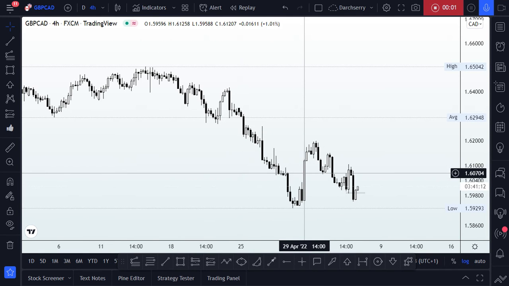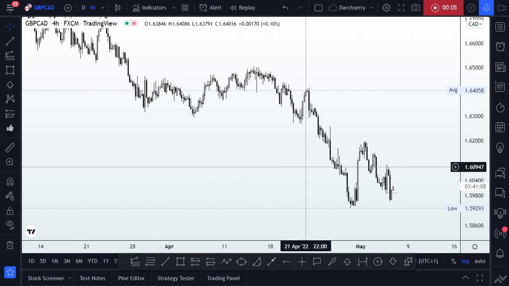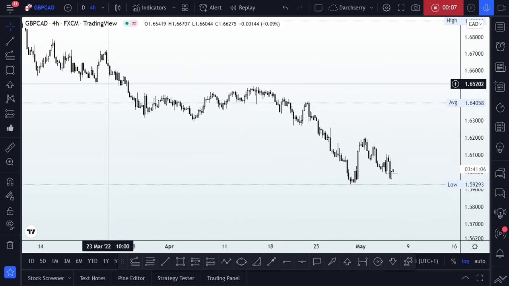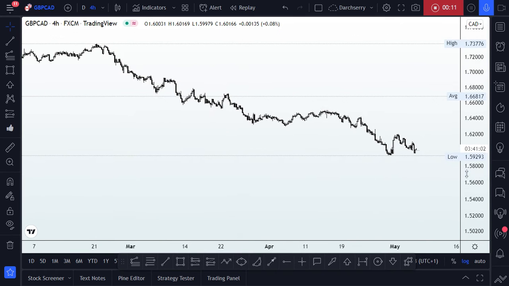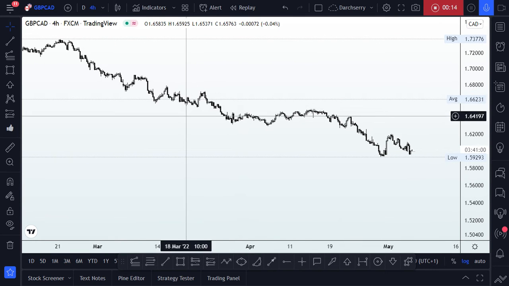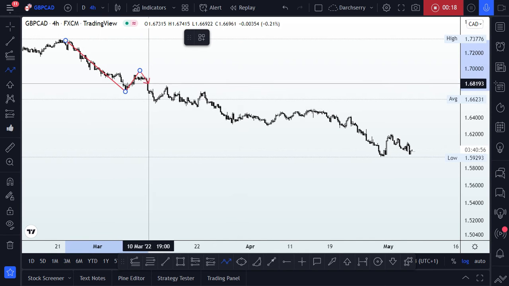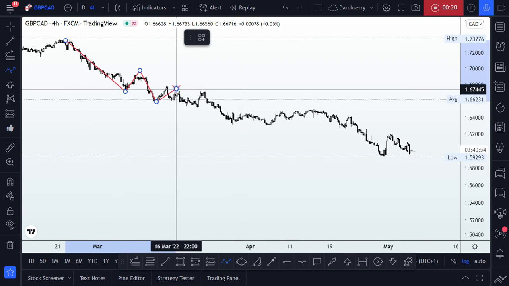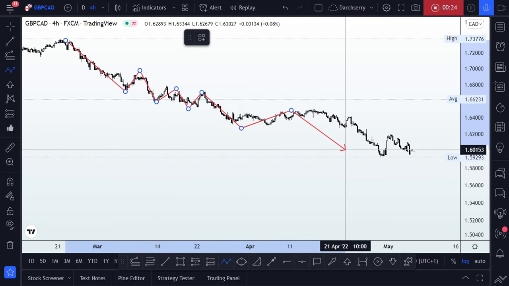I'm here with GBPCAD at the moment, and despite the fact that we are on a bearish momentum, as we can see on the chart here since March, we've been on a bearish momentum as we continue to see lower lows, and price has continued to find that lower low structure.